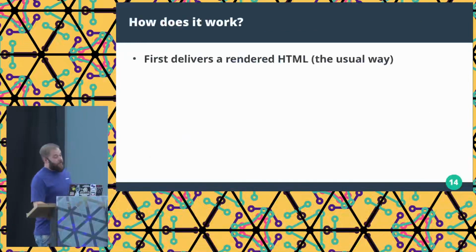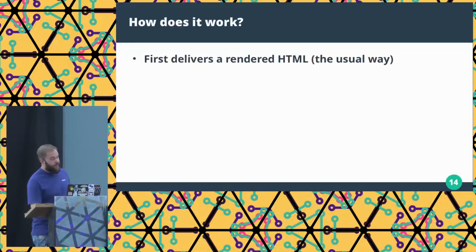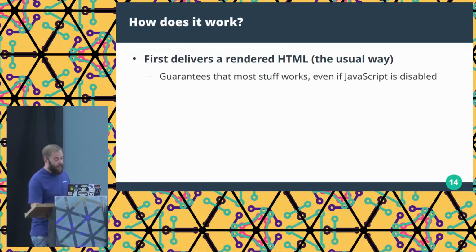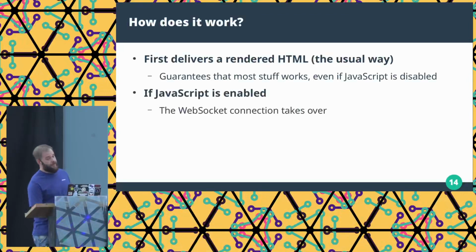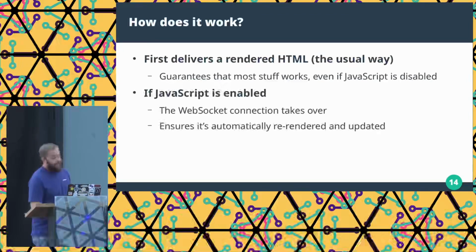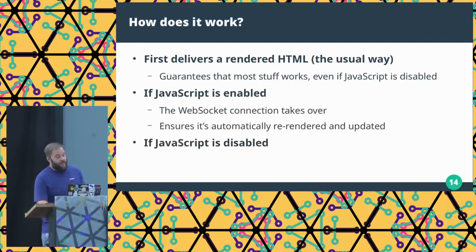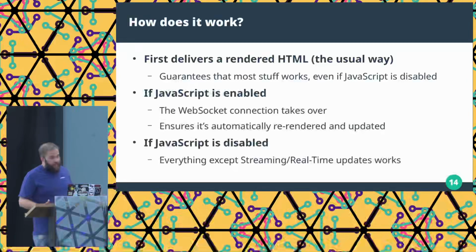How does the whole thing work? So, as said, first it delivers a rendered HTML, as every web server usually does. Guarantees that most stuff works, even when JavaScript is turned off, but if JavaScript is enabled, then the WebSocket connection takes over. And it ensures that it automatically re-renders and updates all the right parts of the web page, which is nice because we don't have to do it. And if JavaScript is disabled, well, then everything except the real-time streaming updates and stuff like that is not going to work.